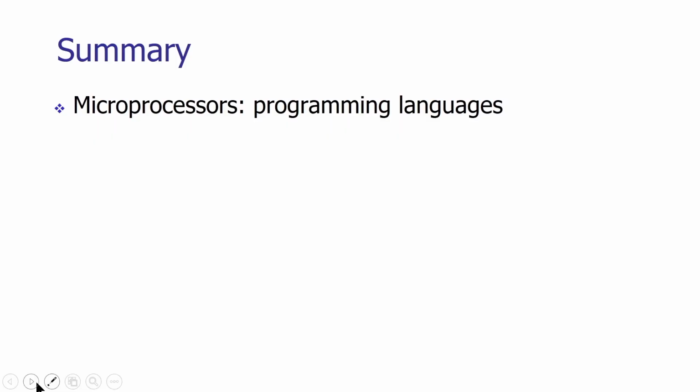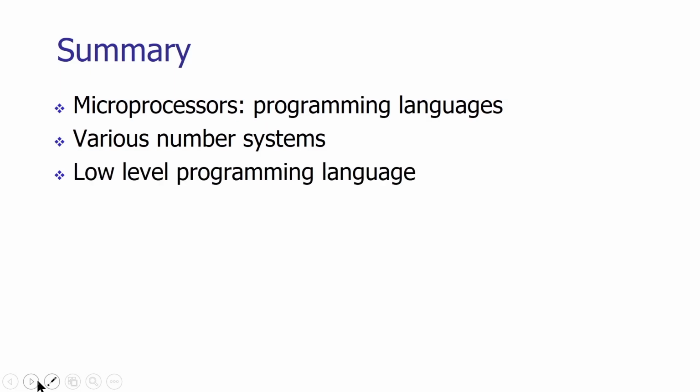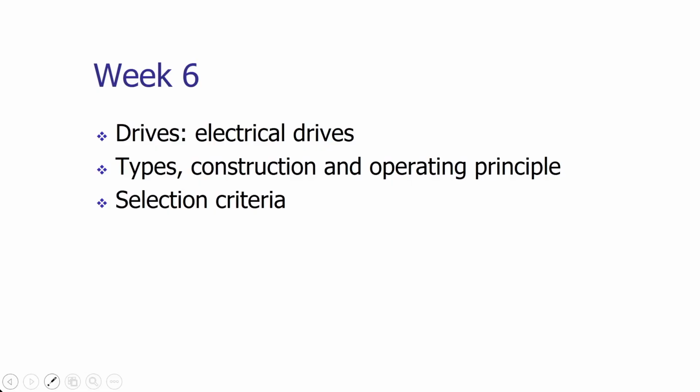Finally, let us summarize lecture 5 of week 5. In this lecture, we have seen various programming languages which are used in microprocessor technology. We saw various number systems being used in microprocessor programming. The meaning of low-level programming language and assembly language have been studied. At last, we carried out a simple case study on programming of a typical microprocessor. So with this, we end week 5 of our course.